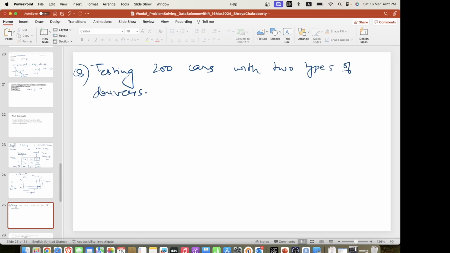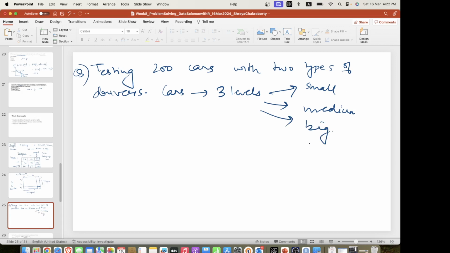All right, and the cars follow 3 levels. Let's say the first level is small cars, medium sized cars, and big cars. Alright, and drivers have 2 levels. One is beginner and one is advanced.